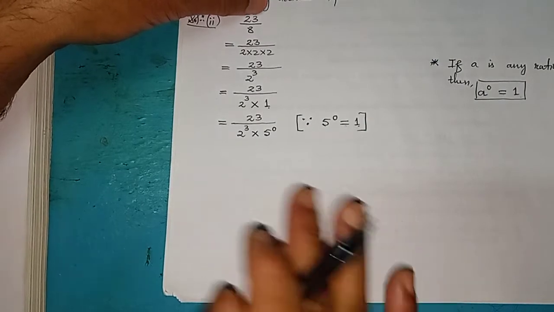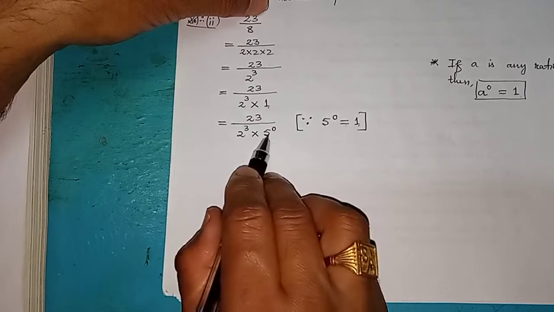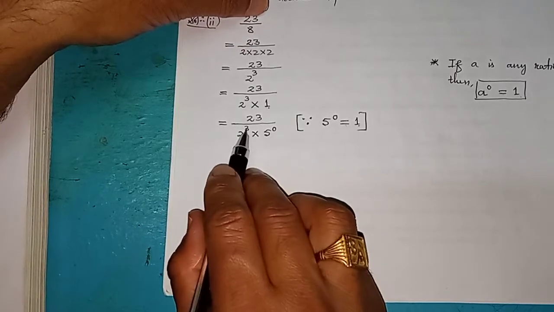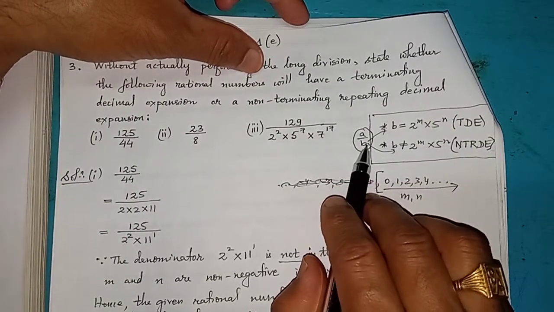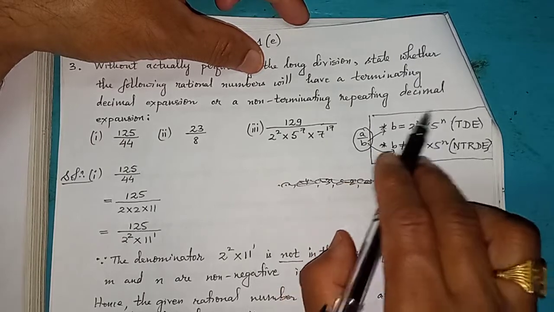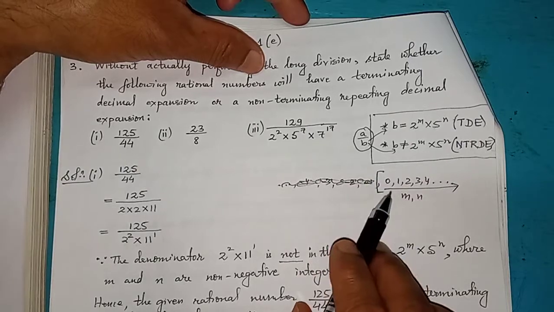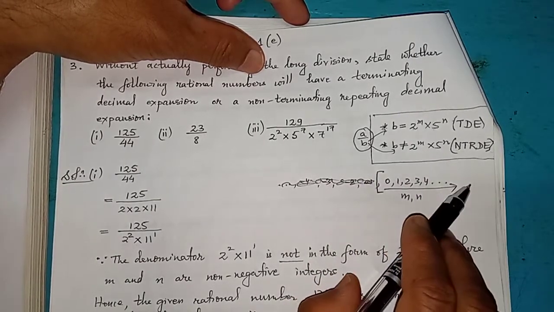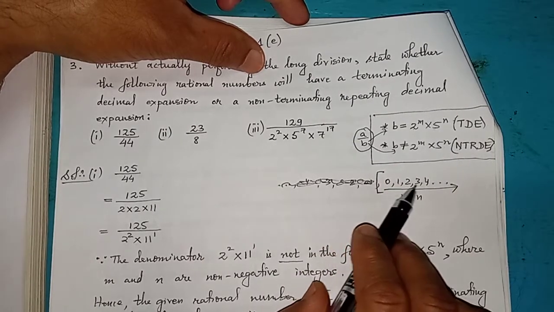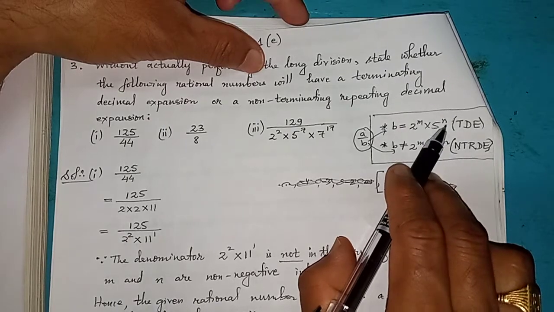Clear? Now look at the denominator. Now we have the denominator having 2 and 5 as prime factors, with powers 3 and 0. Now is it matching with this form? Yes, because I told you that if a by b is a rational number, you have to prime factorize b. And if b comes in this form, where m and n are non-negative integers, it means m can take any value from 0 to positive values, and n also can take 0 or more than 0, any value. I clearly mentioned that's why 0 is also allowed.